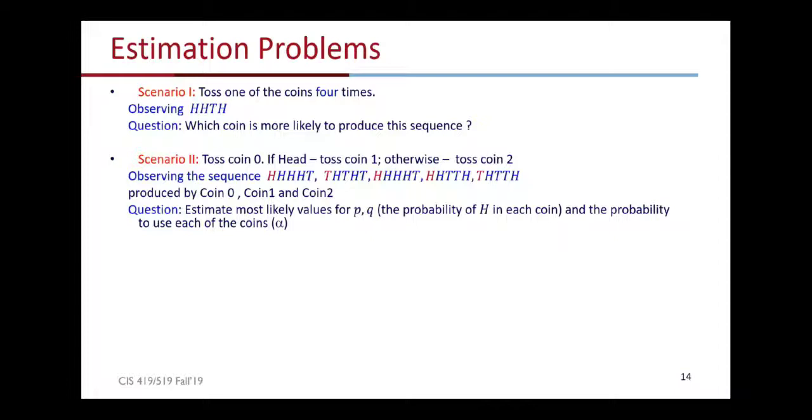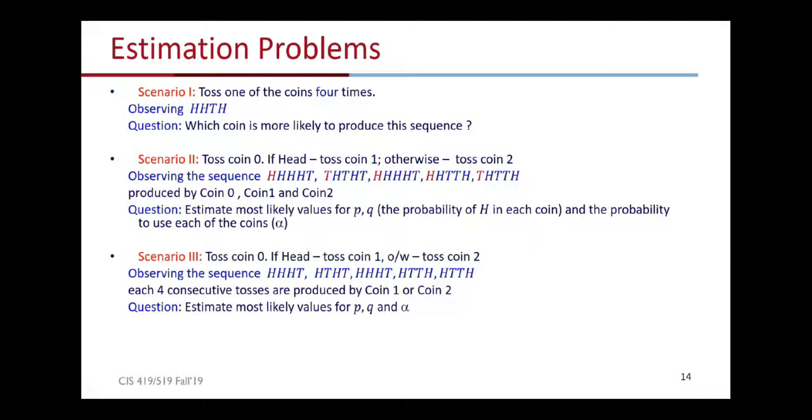By 5. 3/5. Why? 3 H's out of 5. Can you estimate P? What do you need to do to estimate P? You have to look only at those groups that start with an H, right? So it's the first group, the third group, the fourth group, and count the number of heads there. This will give you an estimate for P, and you can do the same for Q. So again, an easy problem.